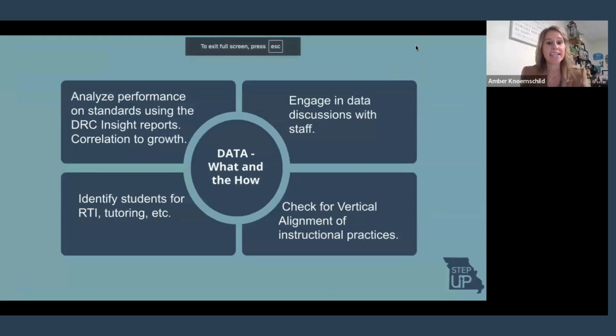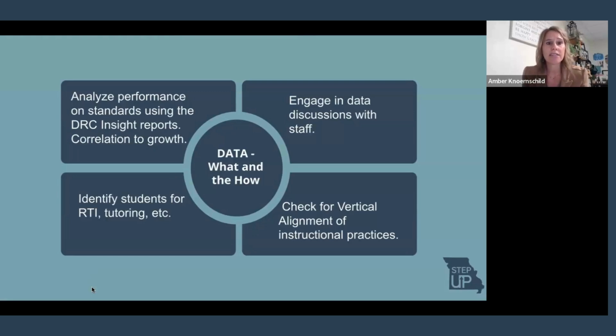Okay, so now you have the data, the what and the how of how to use it. So one of the ways I would absolutely use it is to analyze those standards in that DRC insight report and correlate it to our growth. Let's look at our standards. Where are we meeting them? Where are we not meeting them? How does that correlate to our growth? And what areas do we really need to focus on?